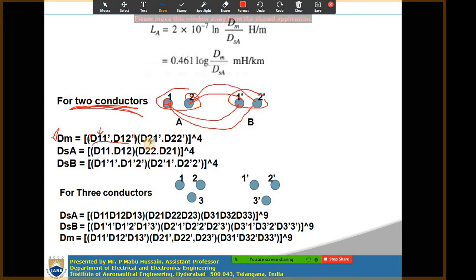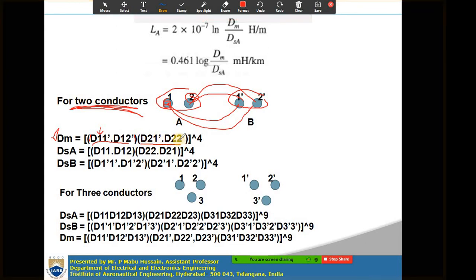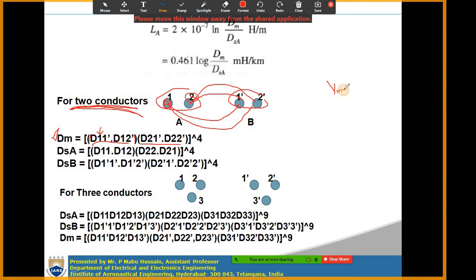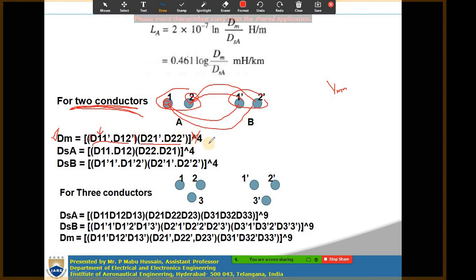So, this one is D 2 1 dash, D 2 2 dash, whole to the power of 1 by m n for the mutual distance, right. Here m is the total number of strands in conductor B, and n is the total number of strands in conductor A. Here 2 are there in both the conductors, so 2 into 2 is 4. So, this will be the total term whole to the power of 1 by 4.